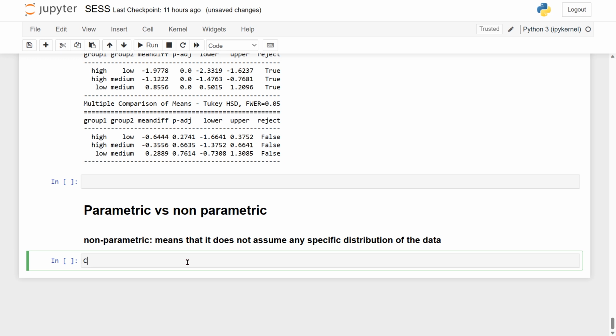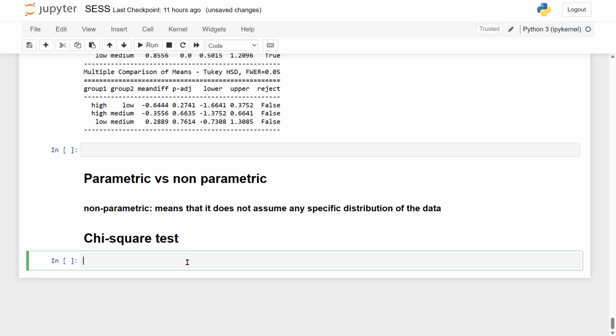As an example, let me write it down. Chi-square test. An example of the chi-square test would be to determine whether there is a significant association between gender and smoking status.